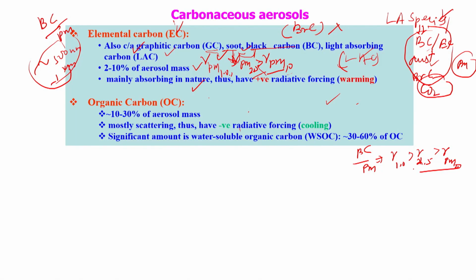Why? Again, do not confuse here. When I say PM1, it means less than or equal to 1 micrometer diameter. When I say PM2.5, it means 1 micrometer plus, so 1 to 2.5 micrometer, plus you have the less than 1 micrometer.